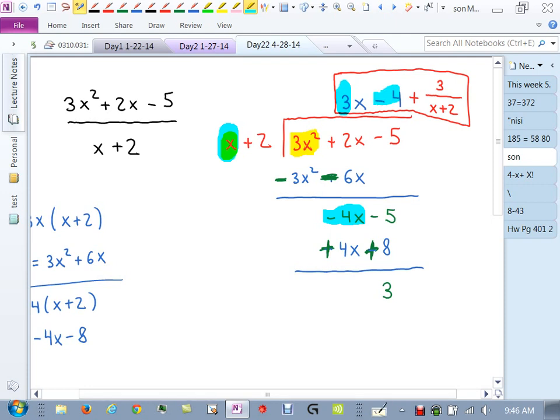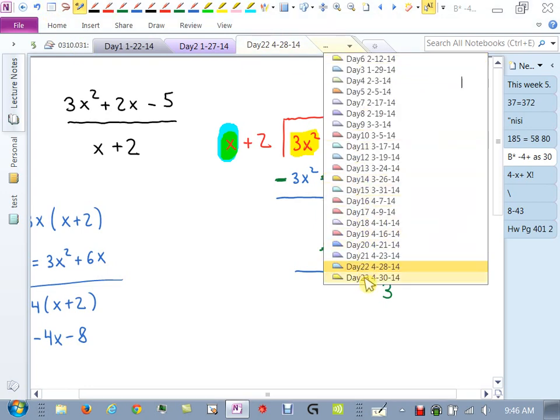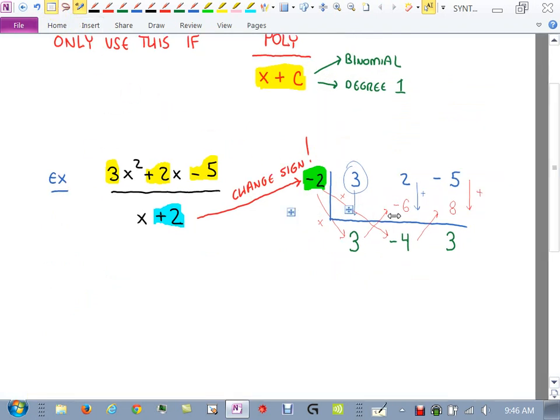Then we had minus 4, right? And then we had plus what? The 3 over our x plus 2, right? Notice the 3, the negative 4, and the 3 are also what we have here. The 3, the negative 4, and the 3. Do you see that? So what we do is we somehow have to extrapolate the answer from this. So here's how the answer is going to come out.